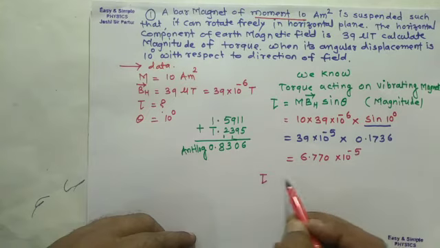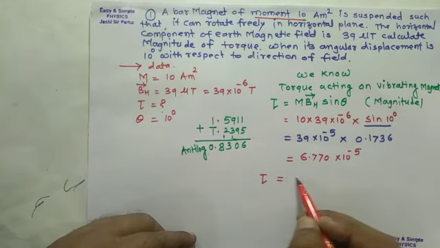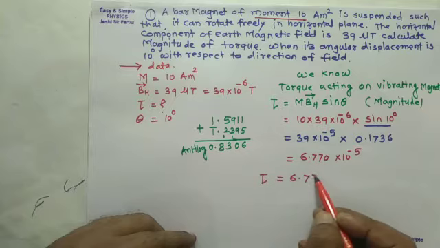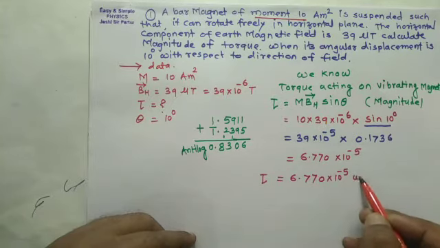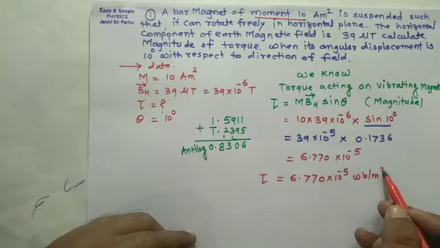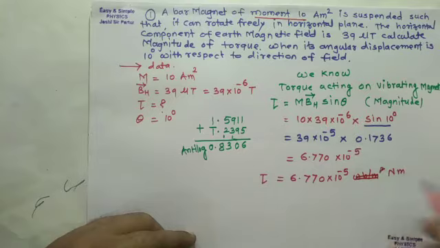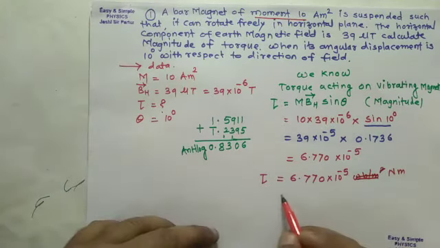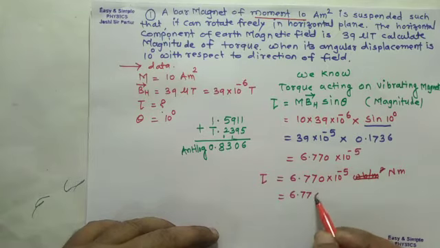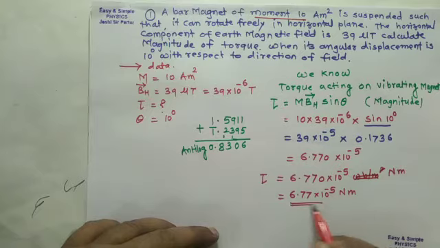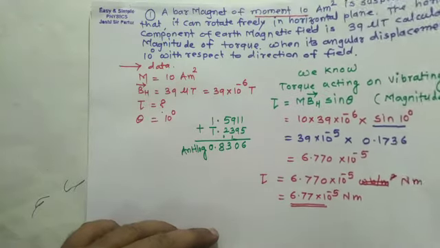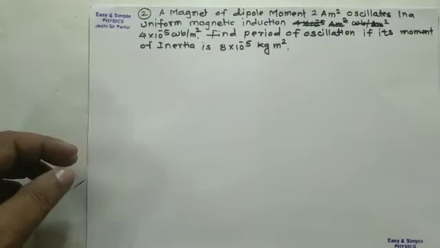So the torque acting on the vibrating magnet is 6.770 into 10 to the power minus 5 Newton meter. So the torque is 6.77 into 10 to the power minus 5 Newton meter, which will be the answer of the first example.